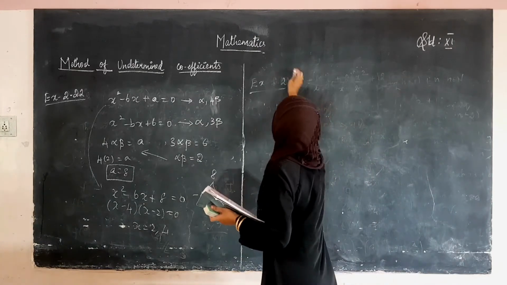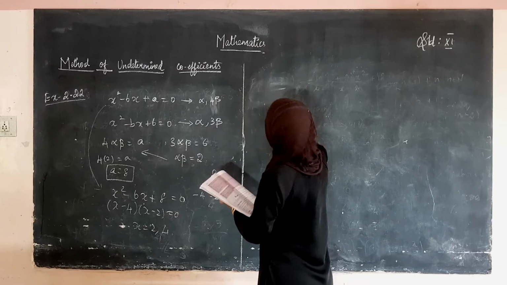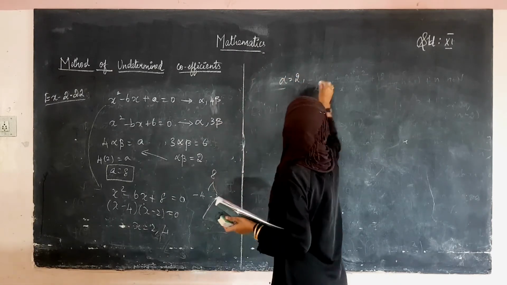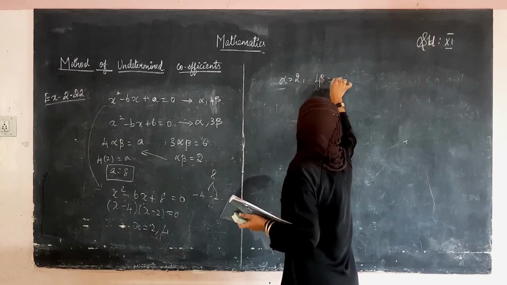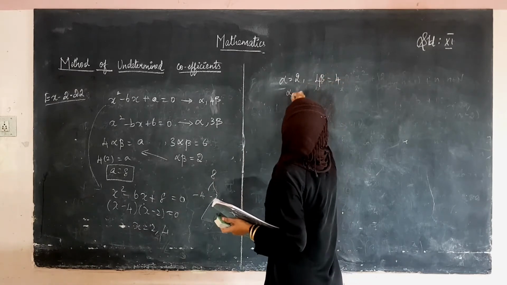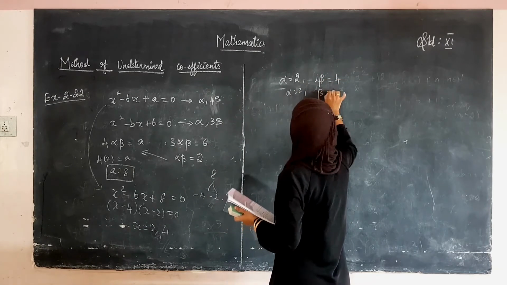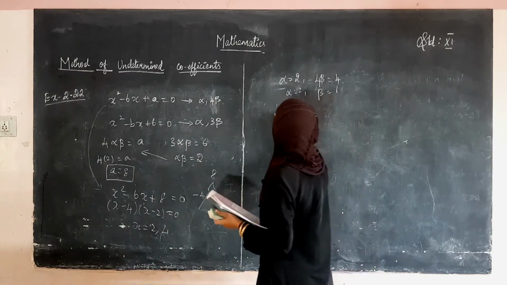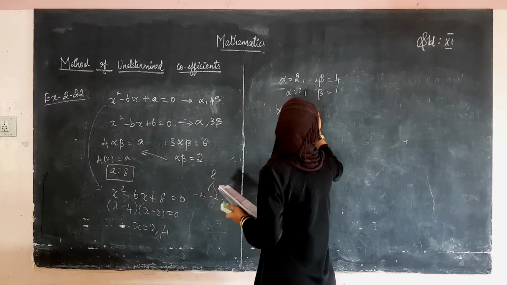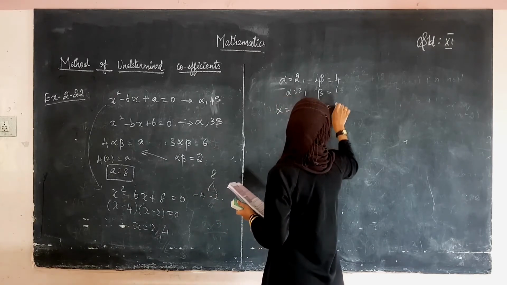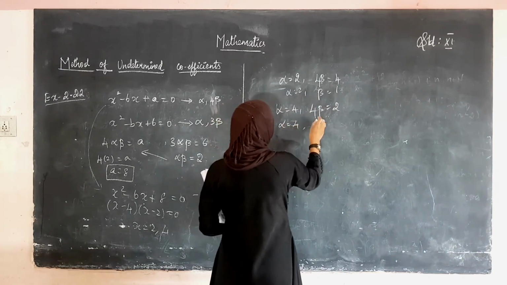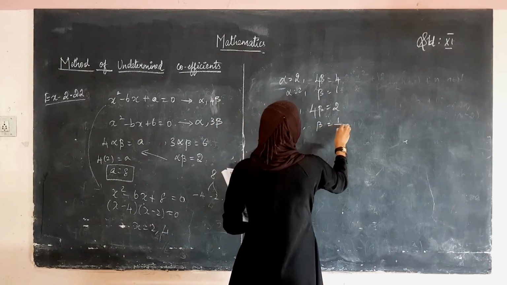Okay. Now, if we take alpha is equal to 2 and 4 beta is equal to 4, what happens? Alpha will be equal to 2 and beta will be equal to 1. This is no problem. And if we take alpha is equal to 4 and 4 beta is equal to 2, what happens here is alpha will be equal to 4 as it is, beta will be equal to 1 divided by 2.